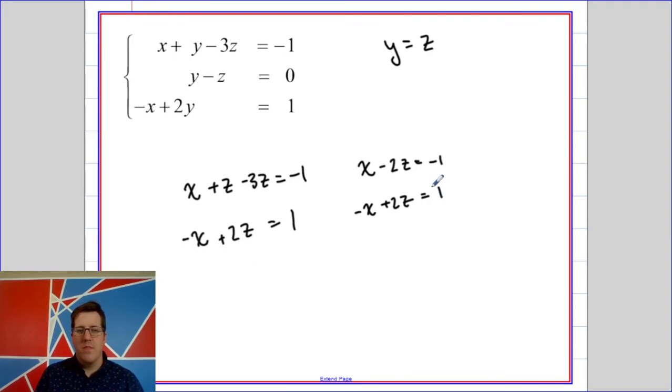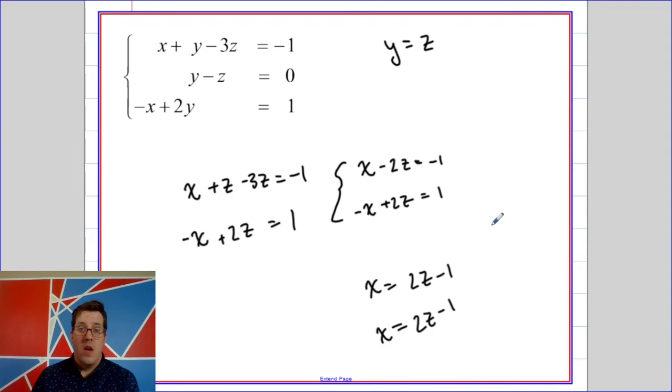Well, what do we notice here? These two equations provide us with redundant information. Each one tells me that x is 2z minus 1. I also know that y equals z. So this system of equations just doesn't provide enough information for me to get a single answer, so this one must be infinitely many solutions.